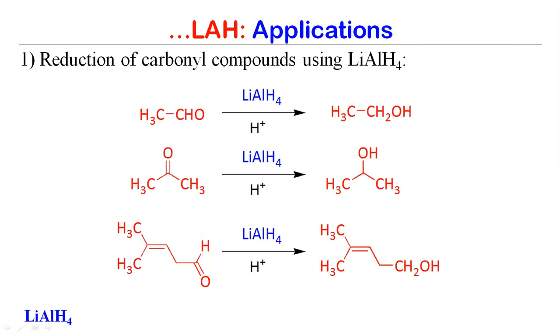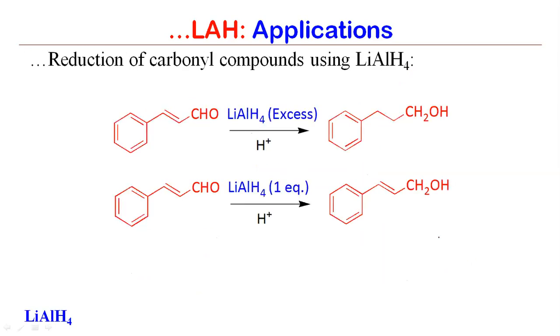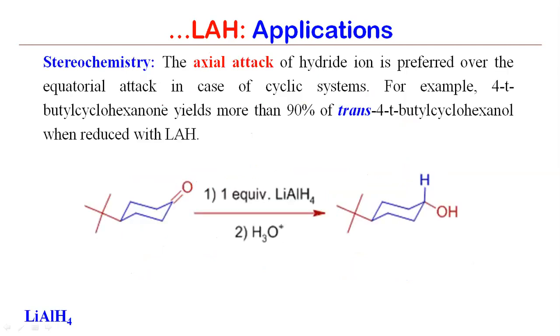All right. So now let's talk about the application of LAH. We know that if aldehyde is there, then we get primary alcohol. If ketone is there, then we have secondary alcohol. If this bond is isolated, not conjugated, it will not reduce, and this is an aldehyde, so we'll get the alcohol. That is obvious. Here this double bond is conjugated with this carbonyl, so if we add excess LiAlH4, it will undergo reduction. But if we add only one equivalent, it will not reduce this alkene double bond. That part was quite easy.